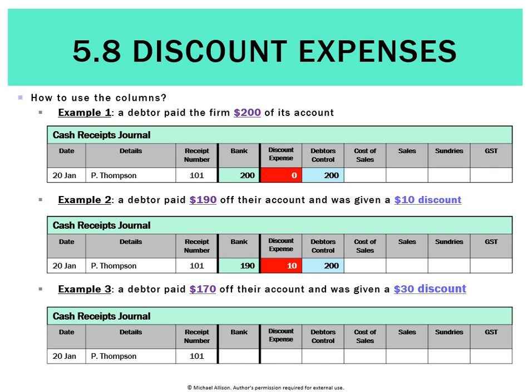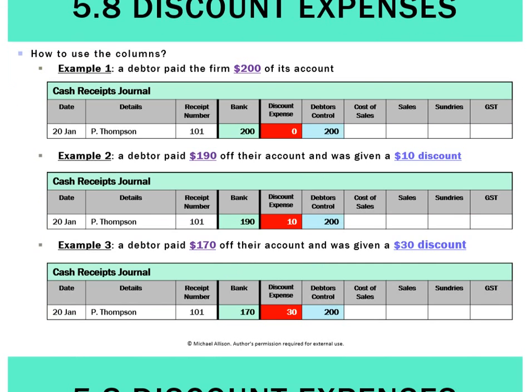Third example, the debtor paid $170 and was given a $30 discount. So in bank we'd have $170, discount we'd have $30, and in the debtors column we'd have $200. So we've got 3 examples where the debtor has reduced their account by $200 every time. What's different is each time how much cash has the business received. And in every instance, the total of the bank column plus the discount column must equal the debtors column.